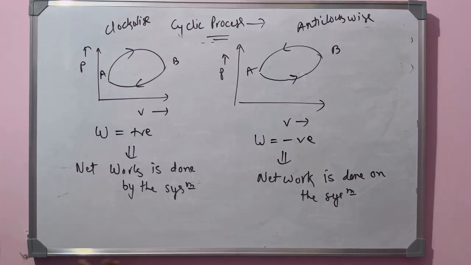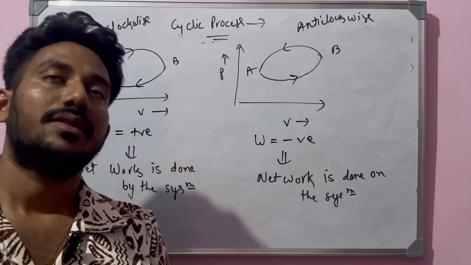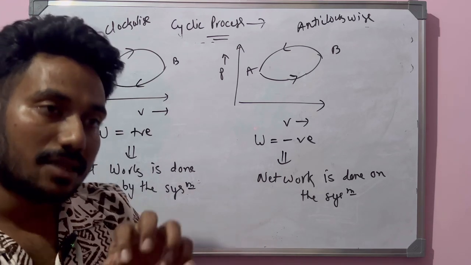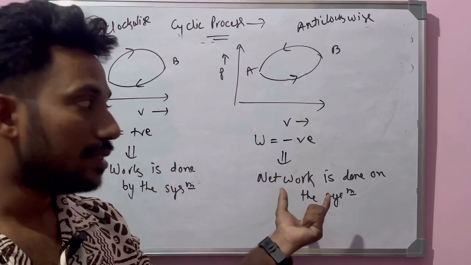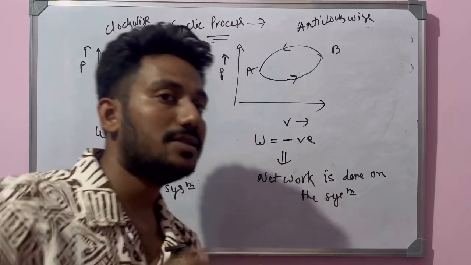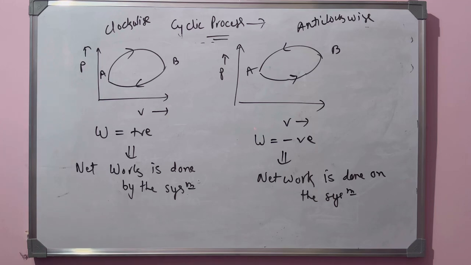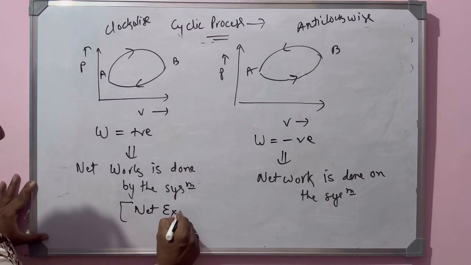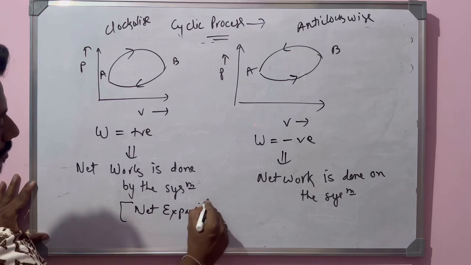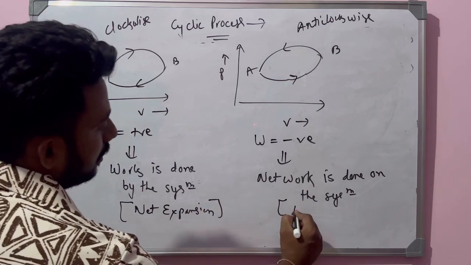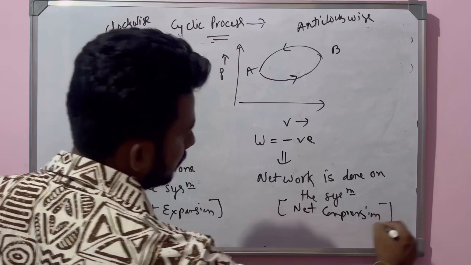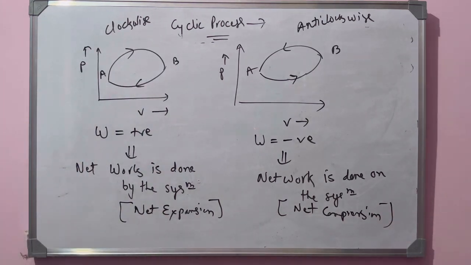In chemistry, the convention is different. In physics, we say if work done is positive, the system has done some work. If work done is negative, we have done work on the system. Or all in all, you can say there will be net expansion here, and here you can say net compression. Let's understand this, then it will make more sense why I'm writing positive and negative. I'll erase this.